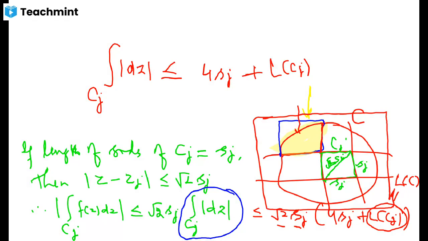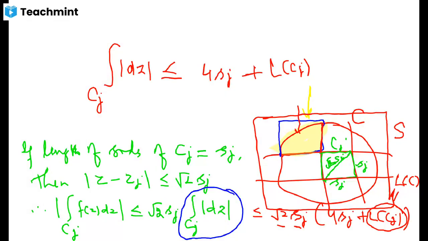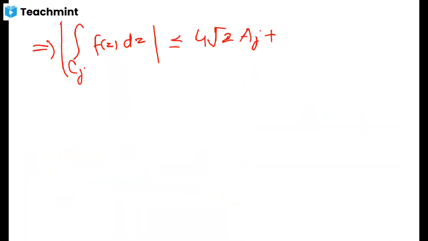I can enclose it in a bigger square, and let me fix that square, and let me take the side of that big square to be S and its area to be denoted by capital A. Obviously the side of this bigger square is larger than the side of each sub-square. So instead of this s_j, when it is multiplied with this length of C_j, I will replace it by capital S, and it has to be less than root 2 times capital S into the length of the contour C.